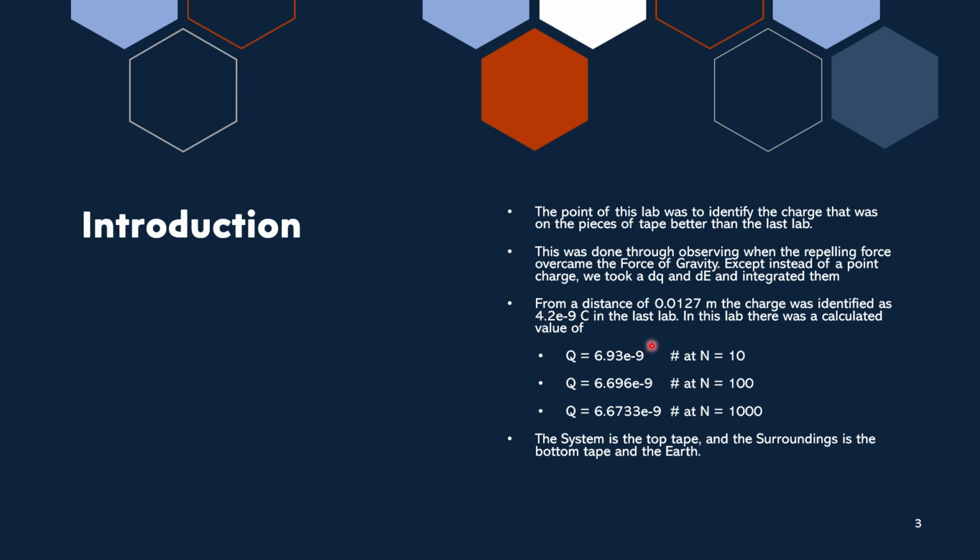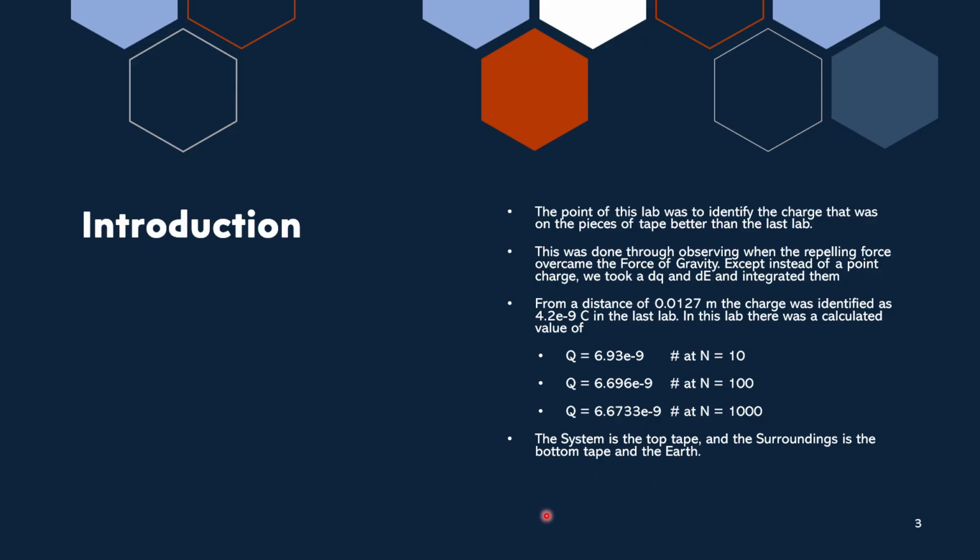Last lab, we got a distance of 0.0127 meters when the system was at equilibrium, and the charge was identified as 4.2 e-9 coulombs. In this lab, there was a different charge value depending on how many sections we divided the line into. At n equals 10 sections, we got 6.36. At 100, we got 6.696, and at 1,000, we got 6.6733, all e to the negative 9 coulombs.